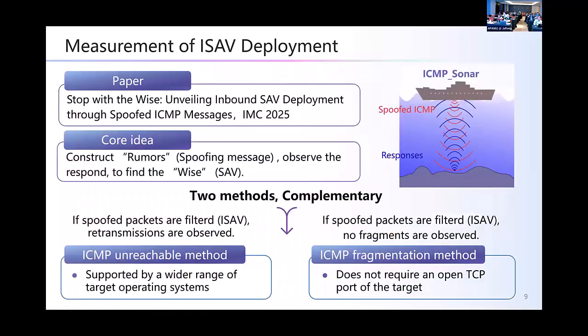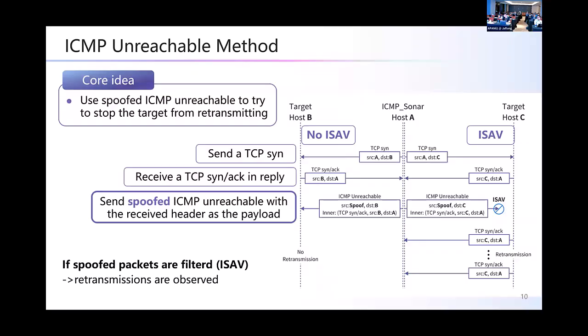The main idea is that we send some spoofed packets. They should be filtered, and we wait to see the response. And according to the response, we infer whether ISIV or OSIV is deployed. Here is a little detail of the algorithm.